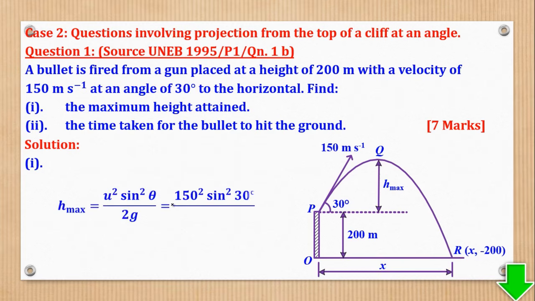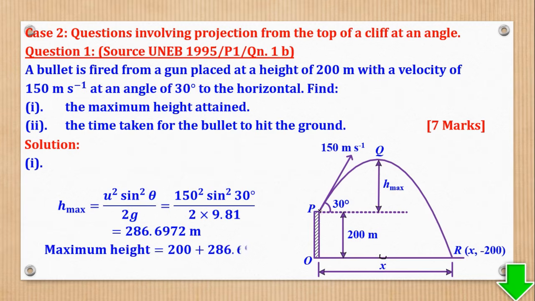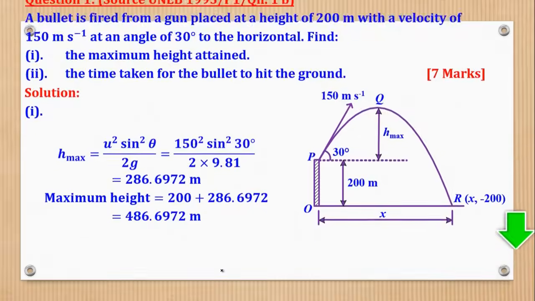Therefore h max is given by this formula, u squared sine squared theta over 2g. So you use u there, theta is there, and g is there. That means that h max will be that. But they didn't say maximum height from the point of projection. They just said maximum height. So we shall measure it from the reference point, which is the ground. And therefore the maximum height will be got by saying 200 plus h max to give you that as the maximum height.